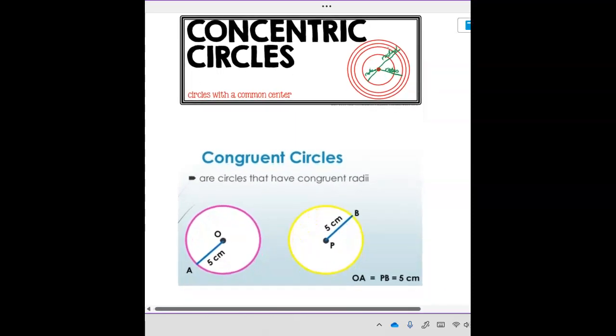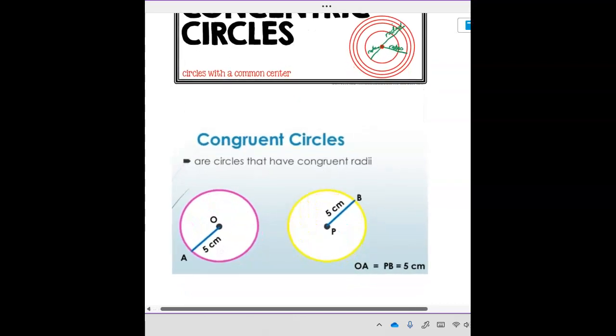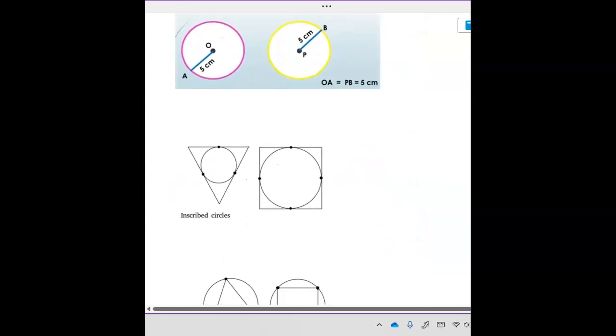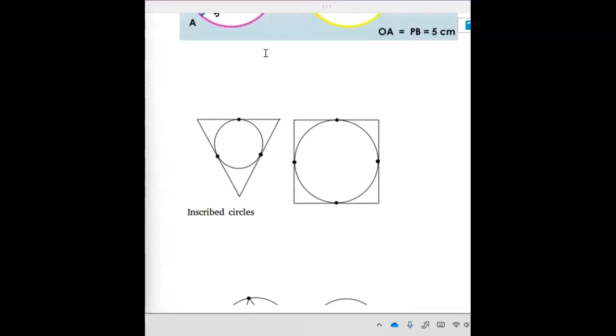Concentric circles are different from congruent circles. Congruent circles are circles that have congruent radii. So each radius is going to have the same length. And let's take a look at some more examples.